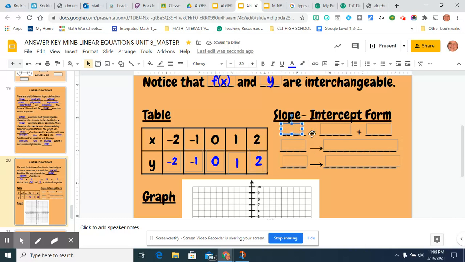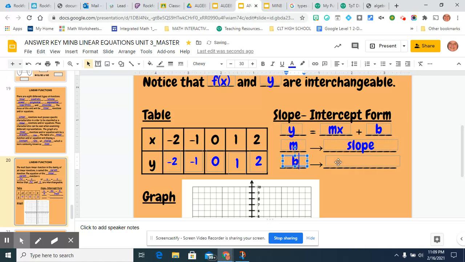So slope-intercept form, we need to know, is y equals mx plus b, where we already know that y is equal to f of x, but m, this influencer in front of the x, we call that the slope or rate of change.